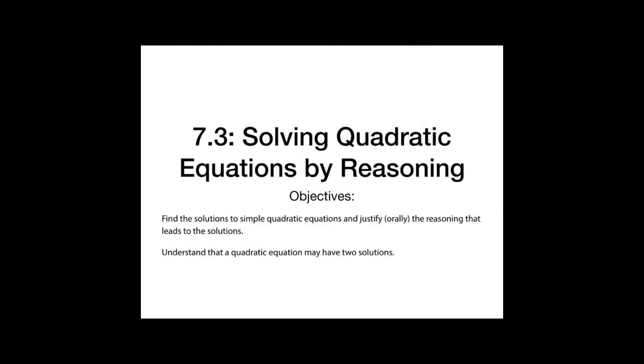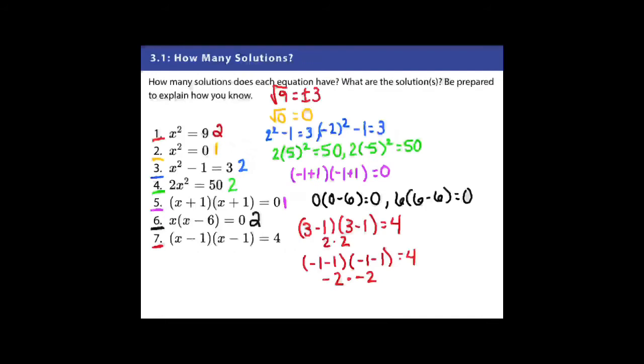Hello, Algebra 1. Today we are looking at Unit 7, Lesson 3, which is solving quadratic equations by reasoning. So example 1: how many solutions does each equation have and what are they? So number 1, we're looking at the equation in red on the top. So x squared equals 9.